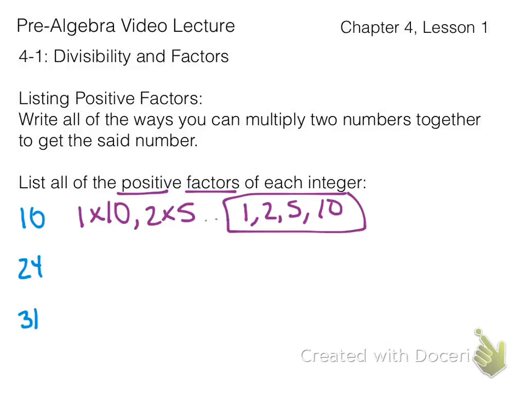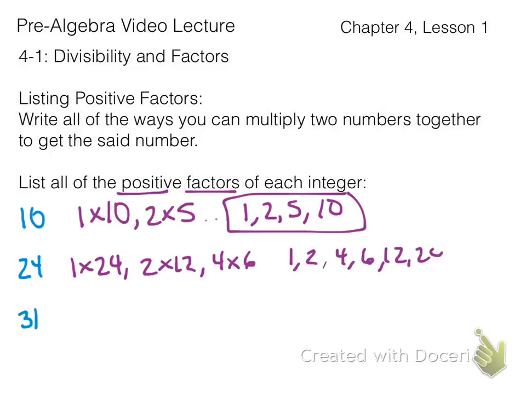Okay, 24, well, I can do 1 times 24. I can do 2 times 12. I can do 4 times 6. And can I do anything times 3? I don't think so. So it's 1, 2, 4, 6, 12, 24. Those are the positive factors of the integer.